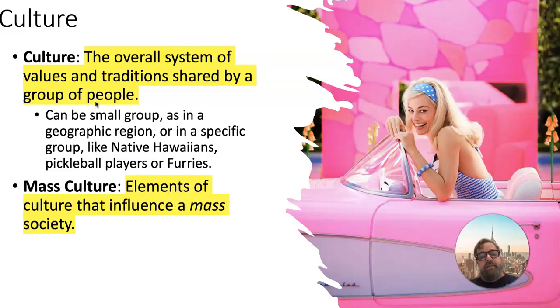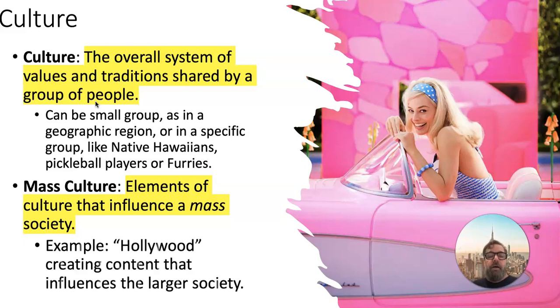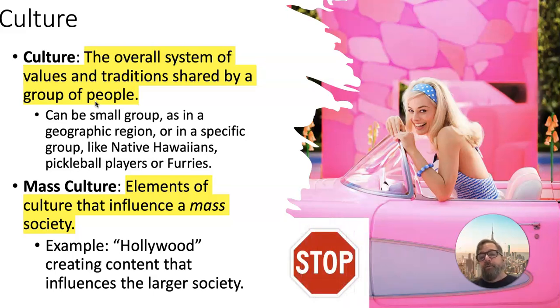Mass culture, then, is elements of our culture that influence a large society. So, for instance, Hollywood, this idea of Hollywood, not as a place or a location, but rather as an idea. Hollywood influences everything in our society in terms of content. They create content that then has an impact on society, like the Barbie movie, or like Oppenheimer, or like any movie that becomes very, very popular, the Marvel movies, for instance. They have an influence on larger society: the way people think, what they are interested in, what they value. Hollywood can have a great impact on that. And perfect evidence of that is again, the Barbie movie.